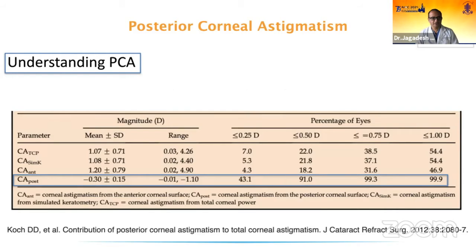This was one of the earlier studies that worked on posterior corneal astigmatism, by Douglas Koch, and he has shown that there is a certain amount of astigmatism at the back surface of the cornea, with a magnitude of about 0.3 diopters. On the right of his screen, you see the majority of the astigmatism is less than 0.5 diopters at the back surface, whereas the anterior curvature can have any amount of astigmatism.